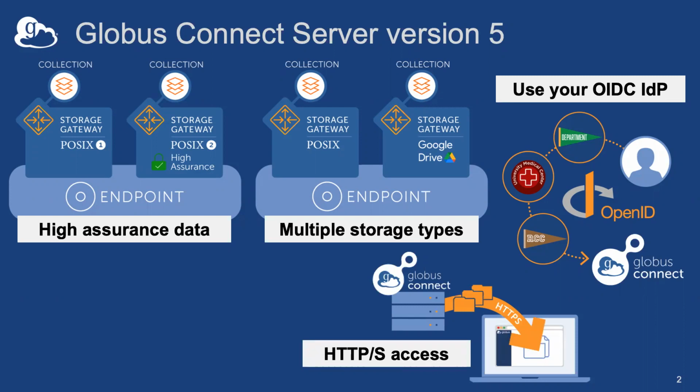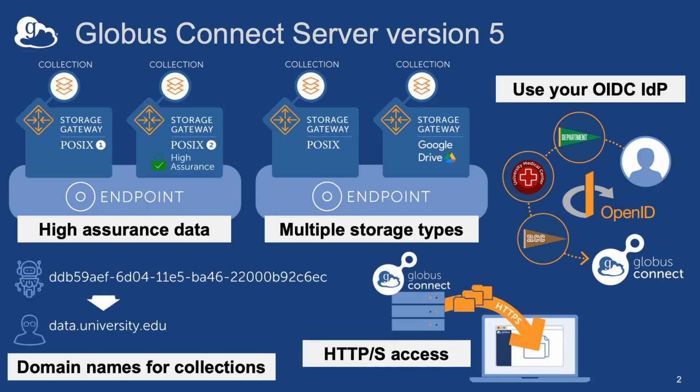Version 5 also supports access using HTTPS. So the same data that is accessible for bulk data movement using GridFTP can also be made accessible with the same security on HTTPS. And then lastly, if you're familiar with the long UUIDs that we use for uniquely identifying endpoints and shared endpoints, GCSv5 allows you to set custom domain names for those things so the users can find and use things like data.youruniversity.edu or something like that.